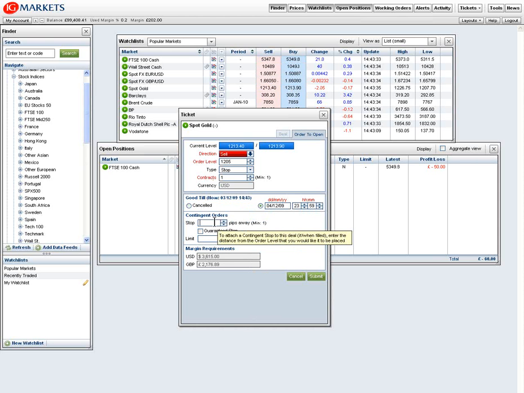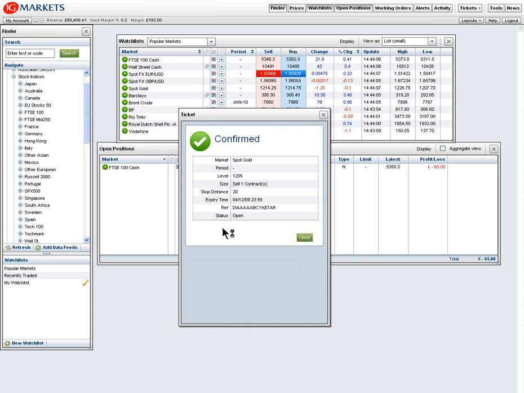What I can also do is put in what's known as a contingent order, that if the market drops below that level and I get filled, then I would like to have a stop loss on the trade. So if I get filled down here, please put a stop loss 20 points away. So I'm going to go short at 12.05 if it gets there. If that trade gets filled, it will put a stop loss on the trade 20 points away from where I'm short. So it's estimating if I get filled at 12.05, my stop loss goes in at 12.25. And that's it. So I click on submit.